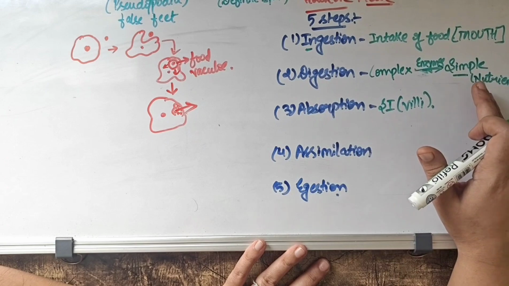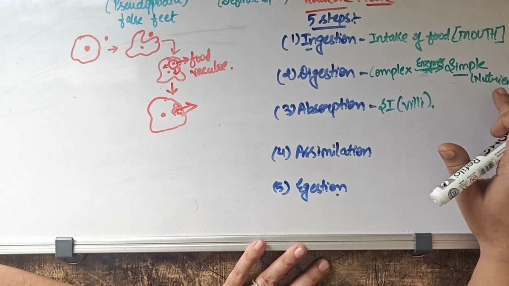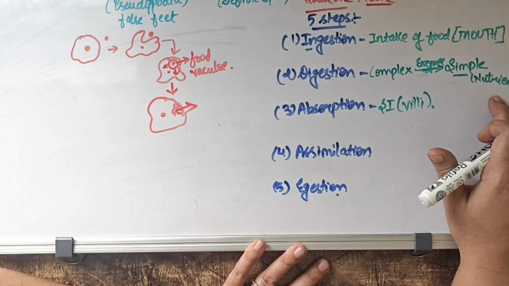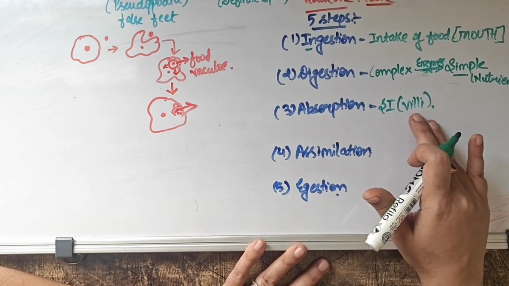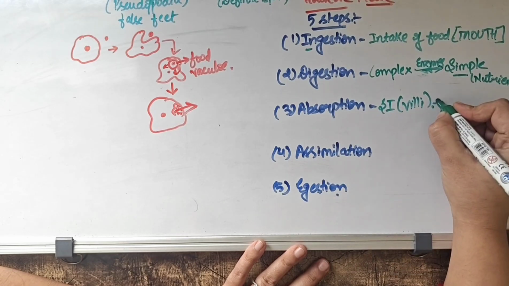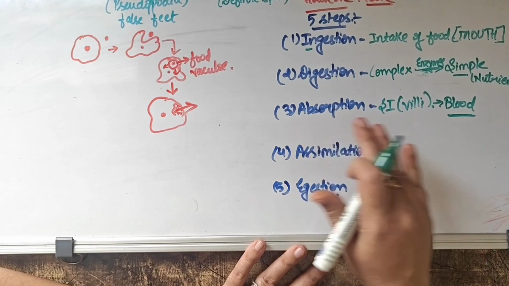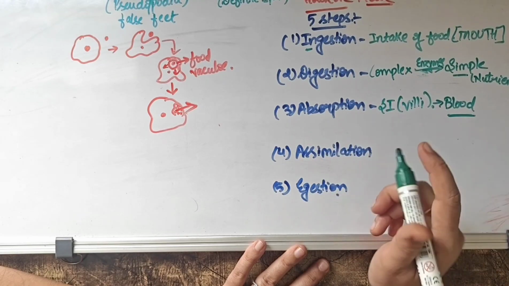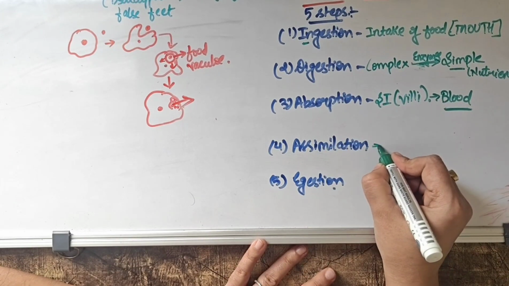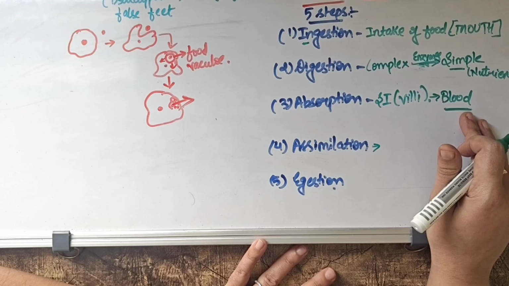So once your food is broken down to simple, now this simple food or the nutrients of your food will be absorbed by your small intestine, and eventually it will be entering your bloodstream. This is the process which is known as absorption. Now think, what could be assimilation? What is blood going to do with your nutrients at the end of the day?